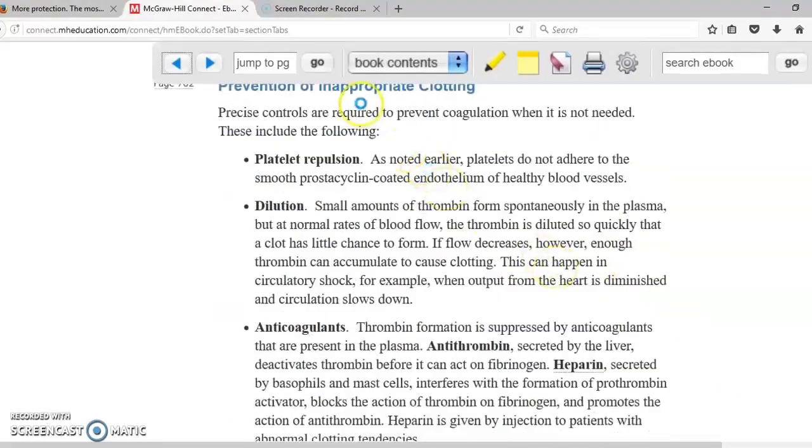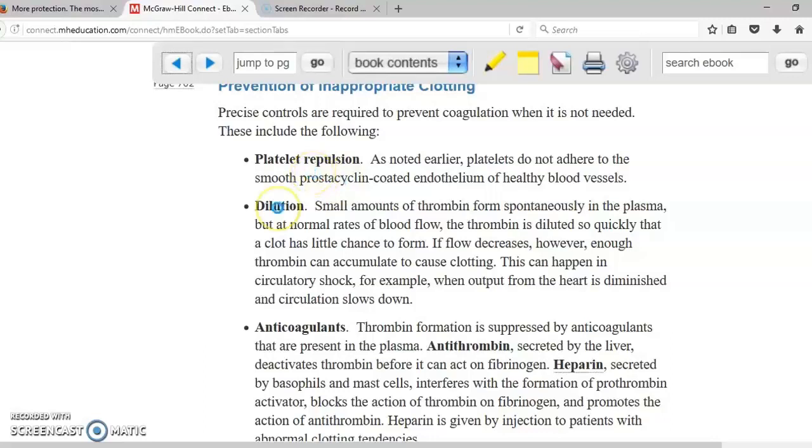Prevention of inappropriate clotting. After coagulation starts to make the blood clot very hard, how come this does not continue? How come you don't create a bigger and bigger and bigger blood clot? There's a few factors. Platelet repulsion. The first step is to create a platelet plug. In order for you to create a platelet plug, the platelet must be attached to the damaged blood vessel. However, the blood vessel is very smooth, making it very hard for the platelet to attach to it. In addition to that, the blood vessel is going to release prostacyclin. Prostacyclin is a substance that is produced by the blood vessel that prevents the platelet from being attached to the blood vessel.